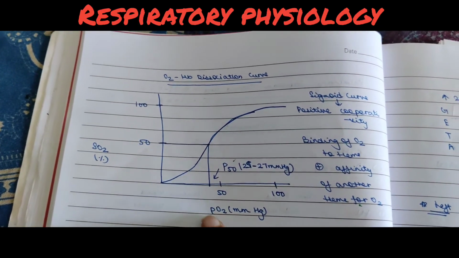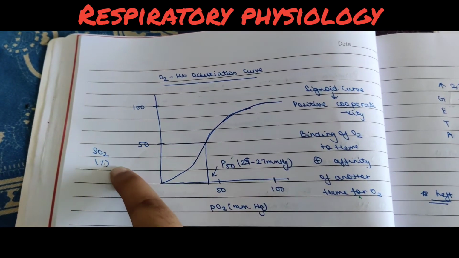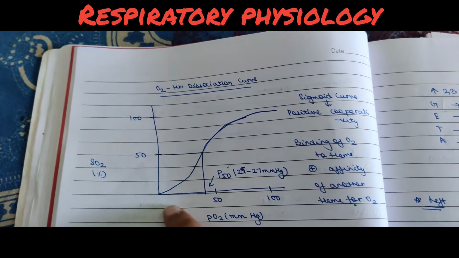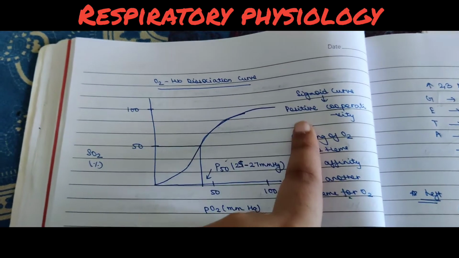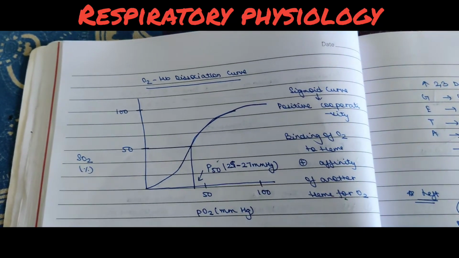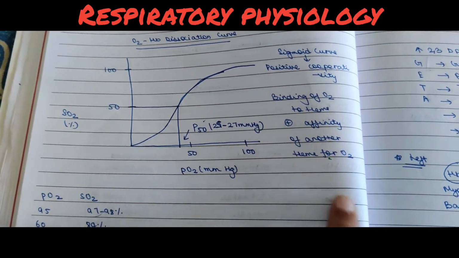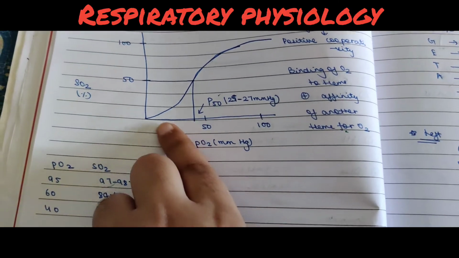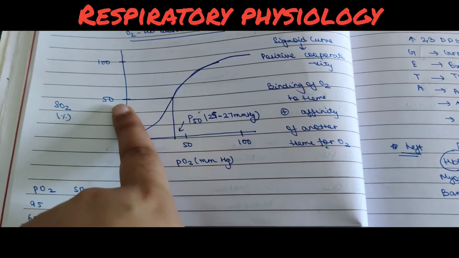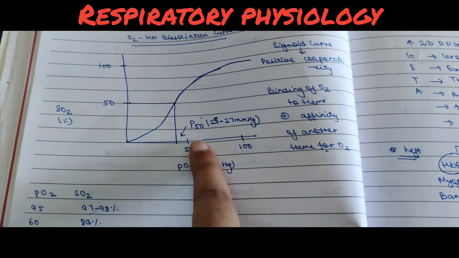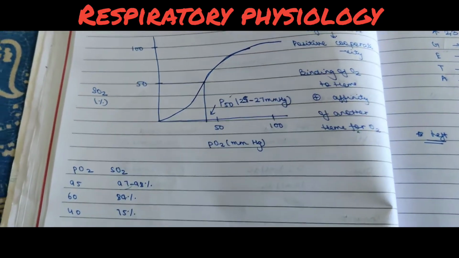In this we have on the x-axis partial pressure of oxygen in millimeter of mercury, and on the y-axis we have saturation of hemoglobin with oxygen. So now we get a sigmoid curve which has a positive cooperativity. Now binding of oxygen to heme molecule increases the affinity of another heme for oxygen, therefore we get a sigmoid shaped curve. So at the 50% saturation we get a pressure, and this pressure is known as P50, and normally it is 25 to 27 millimeter mercury.